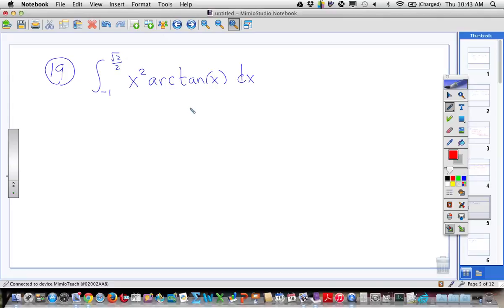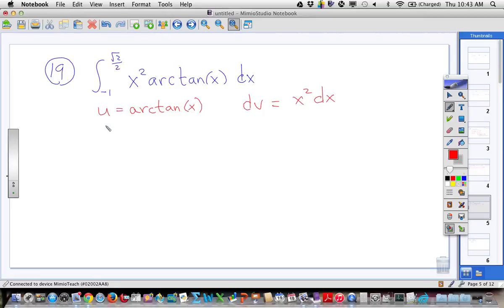So according to LIATE, we do what? We use the inverse trig for our u. So we go arc tan x. And the dv is everything left, which would be the x squared and the dx. I'm not going to worry about the -1 and the root 2 over 2 until the very end, and I'll put those in, do f of b minus f of a.